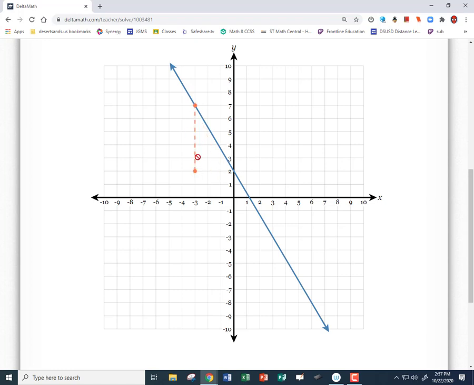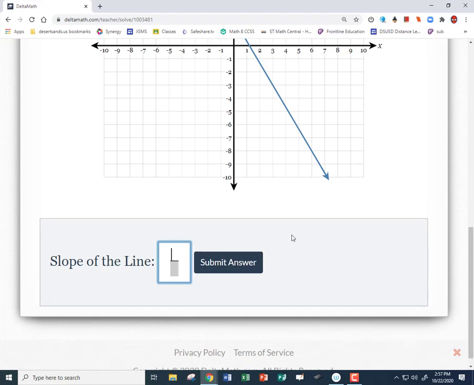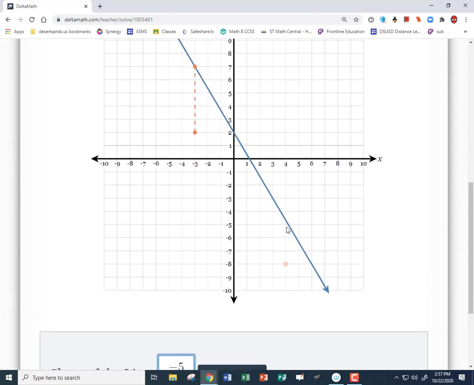And notice that I have a vertical line here. So if I travel from the first line, I go down 1, 2, 3, 4, 5. And when I come down here for the slope, I do a fraction bar, and because I went down 5, I put -5. And I scroll back up.